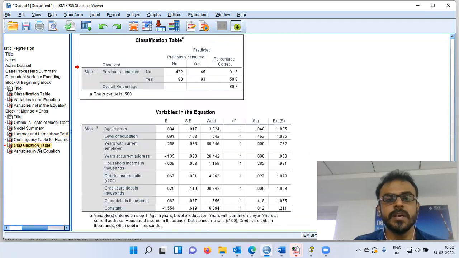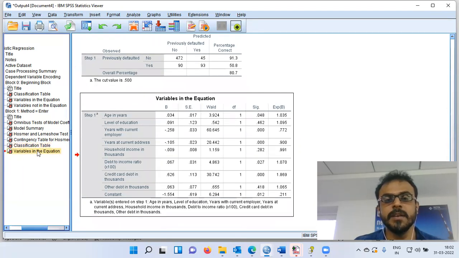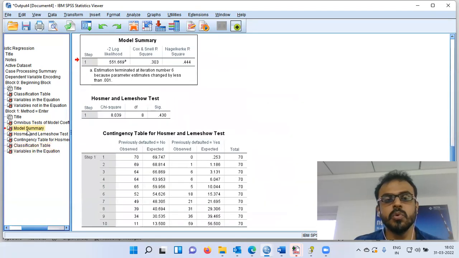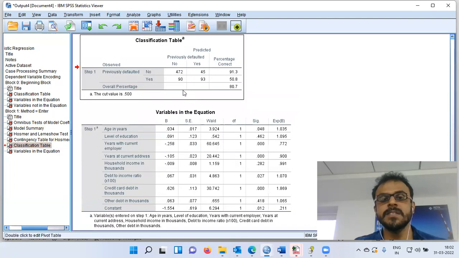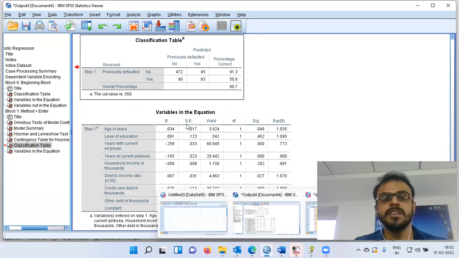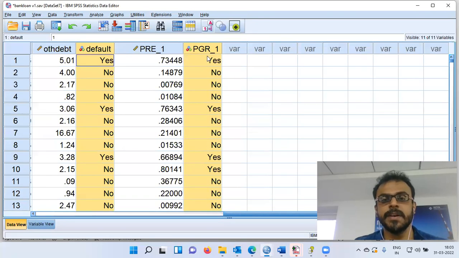We then proceeded to look at the classification table or the confusion matrix. We looked at the variables in the model. I also explained about the model summary statistic. Before we conclude this, I'd like to revisit this point about classification table. You have the actual versus the predicted. So let me just open up the data editor window. You can see here, this is the actual and this is the predicted.